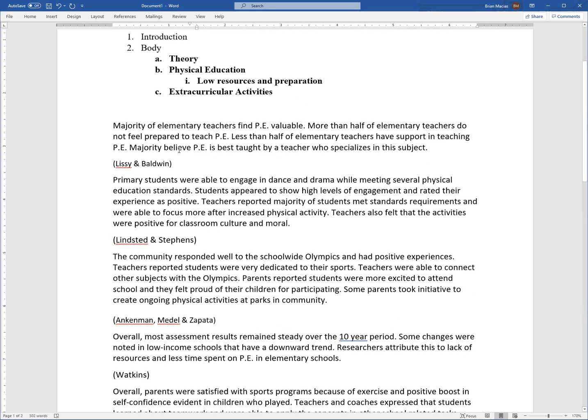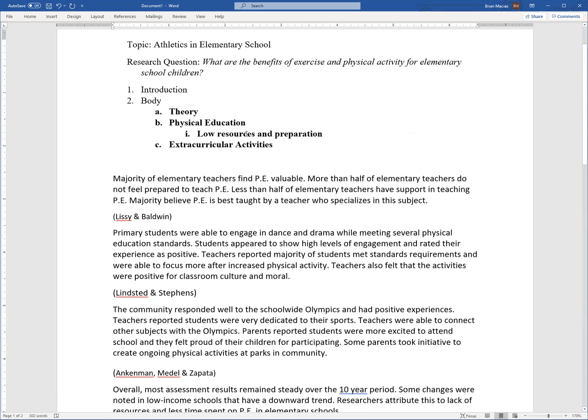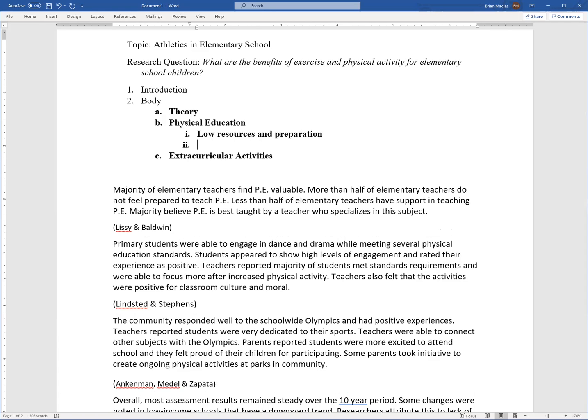Okay. There was another one that talked about PE, and I believe it's this one right here. This one says that assessment results stayed about the same for about 10 years. But they also mentioned that low-income schools have a downward trend, and researchers attribute this to a lack of resources and less time spent on PE in elementary schools. So that really matches what I see here: low resources and preparation. Low-income schools. I want to talk about low-income schools and how they're impacted.